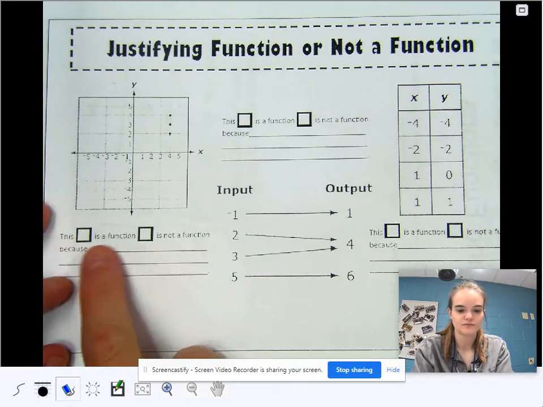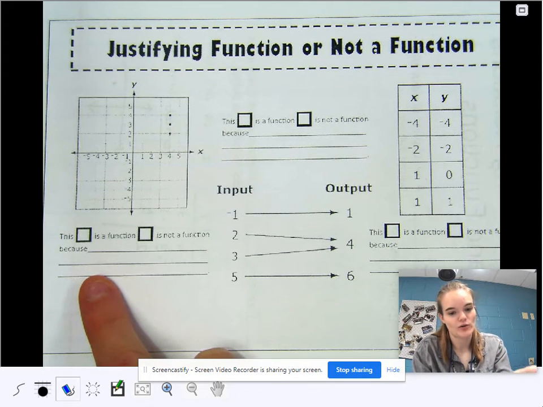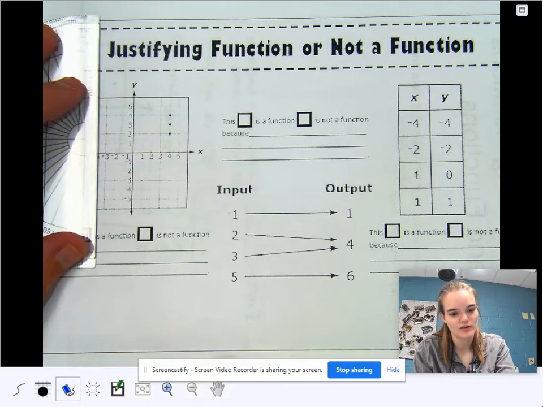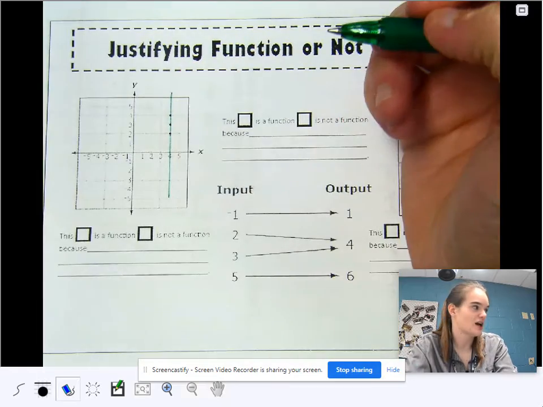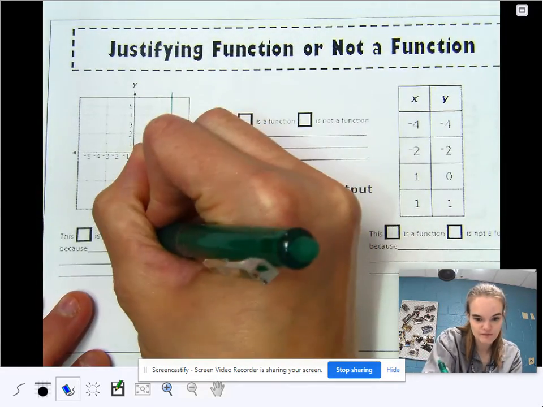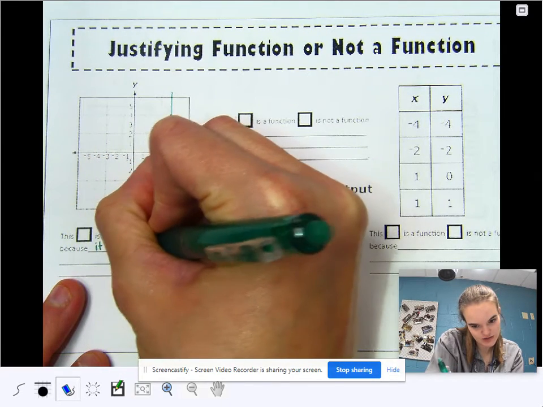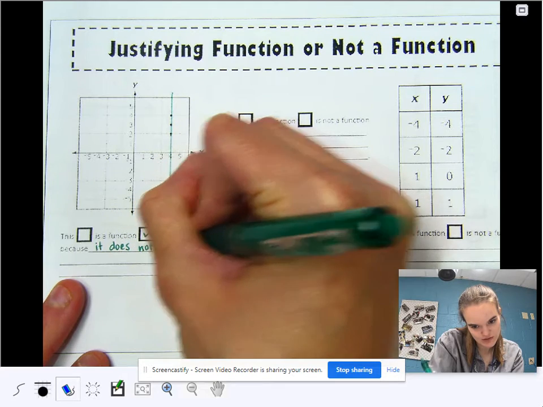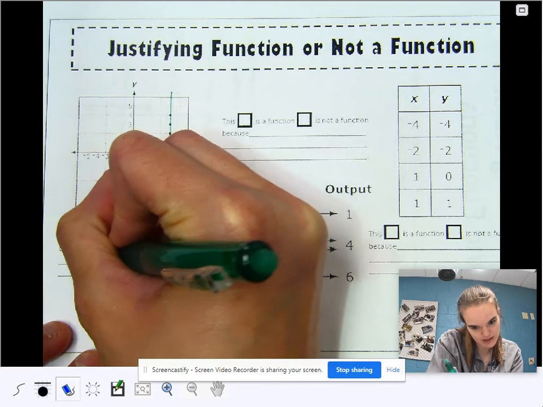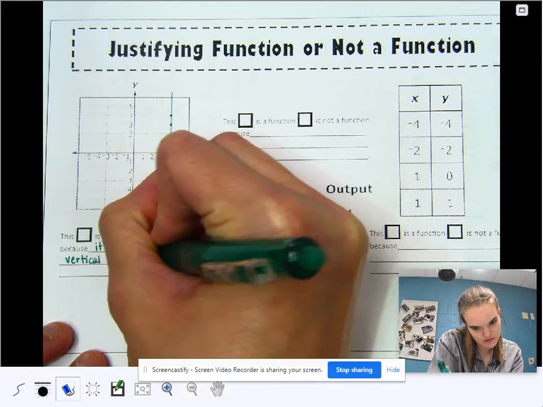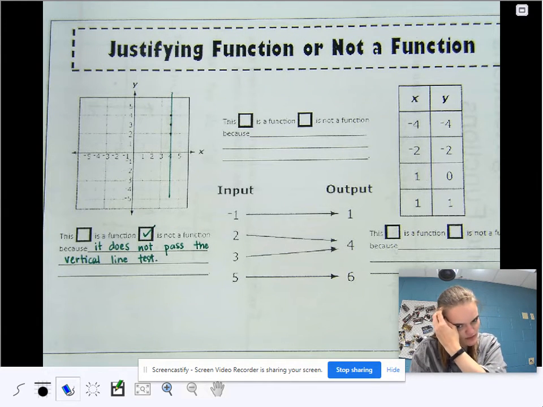So in the first one here, is this a function or is it not a function, and why? We have a graph. Graph means we need to look at the vertical lines. I only have these 3 points, and look, I touch all 3 of them at the same time. This is not a function because it does not pass the vertical line test. Okay. The next one.